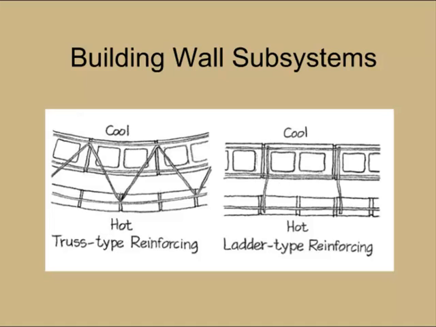One other thing that needs to be considered in these wall systems is the type of reinforcement that's used. The truss type reinforcement that you see on the left there is a very rigid type of material. It does not do a real good job of allowing movement that you get from the two sides of the wall being exposed to different temperatures. The latter type, which you see to the right, is a little bit more flexible and accommodates that type of movement.